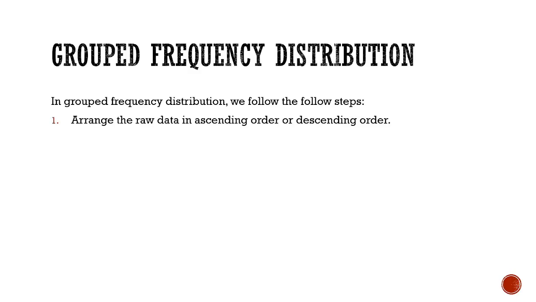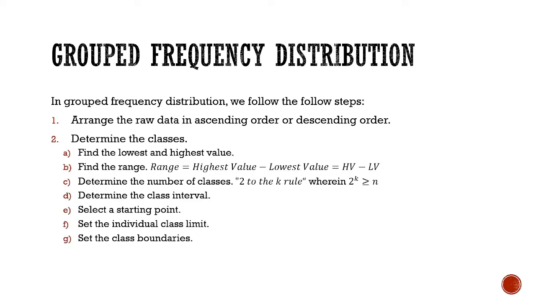In group frequency distribution, we will be following these steps, wherein we need to arrange the raw data in ascending order or descending order. Then we just need to determine the classes. By determining the classes, we just need to get the lowest and highest value. We will be finding the range, which is the highest value minus the lowest value.